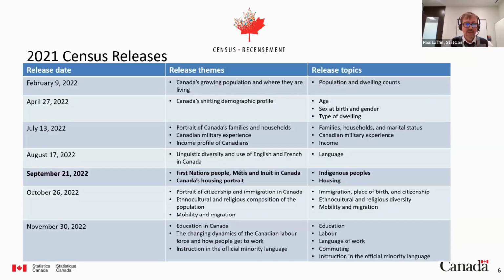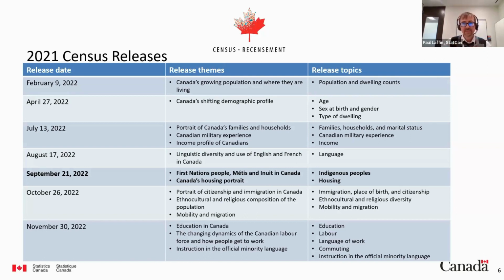The census happened with a reference date of May 2021, but we began to tell our story in February of 2022. That's when we started releasing data, just the basic data at first. On February 9th of 2022, we released population and dwelling counts, all the way to November 30th, 2022, when we released the last major batch, which was education, labor, language at work, commuting, and instruction in the official minority language.